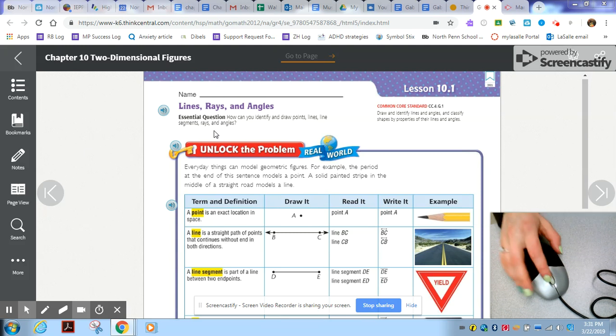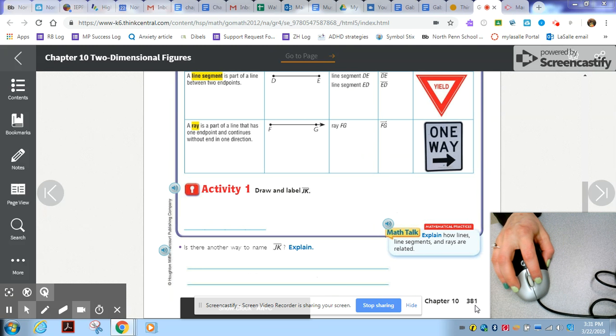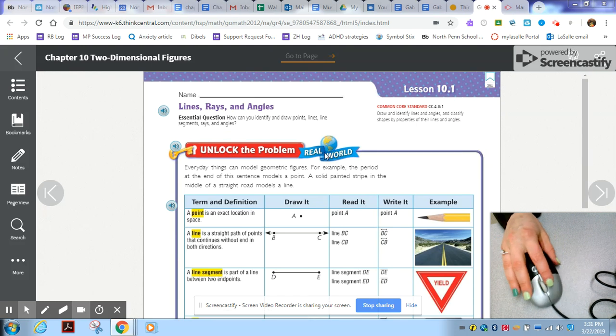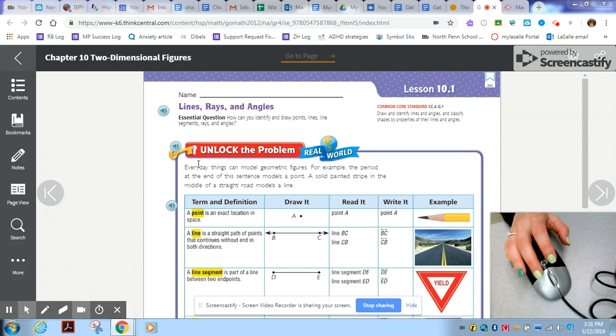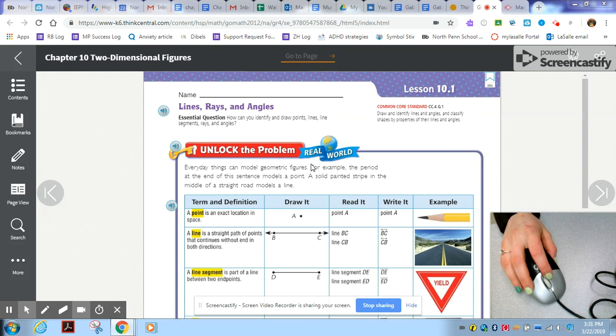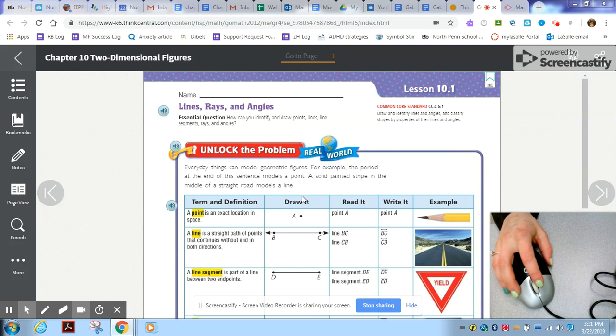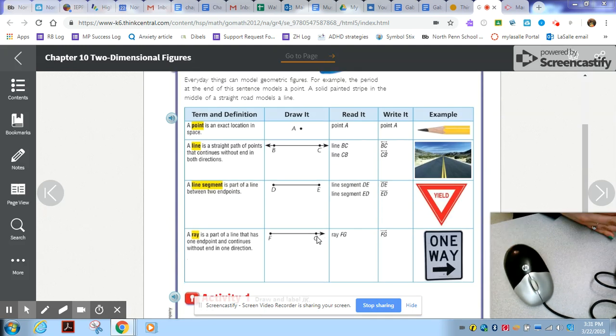So you should be on this page, which is 381 right here. We're just going to be looking at the unlock the problem. So I'm going to be star reader for today because we have some things to go through. Unlock the problem, real world. Every day, things can model geometric figures. For example, the period at the end of the sentence models a point. A solid painted stripe in the middle of a straight road is a line. So this question isn't asking us anything, it's just telling us that lots of different things around us can be geometric shapes, lines, angles, points.